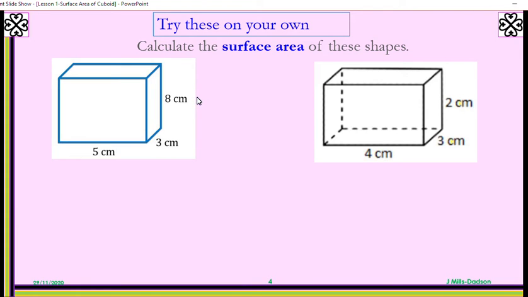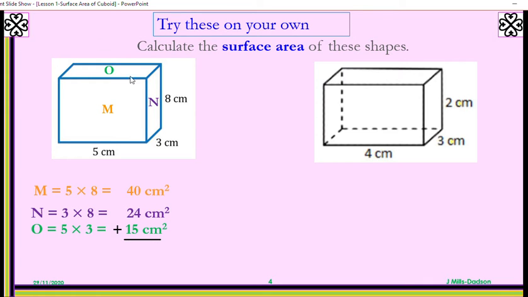Now try these 2 on your own. Pause the video, play back and see if you got it right. First one, hope you've done it. You label it. M is 5 times 8, 40. N is 3 times 8, 24. O is 5 times 3, 15. Sum that up, 79 cm squared. Then of course you double it. That gives you 158 centimeters squared.